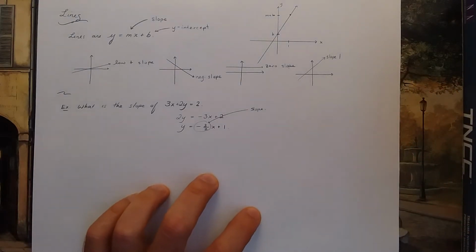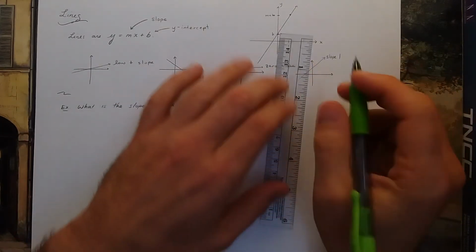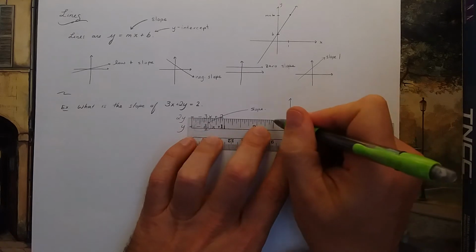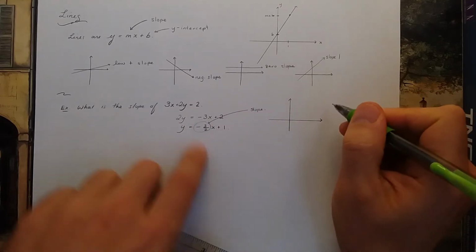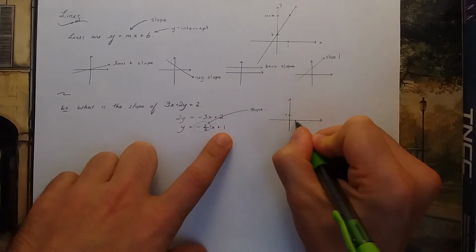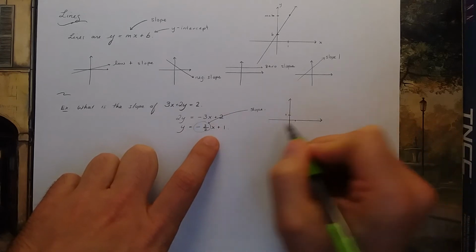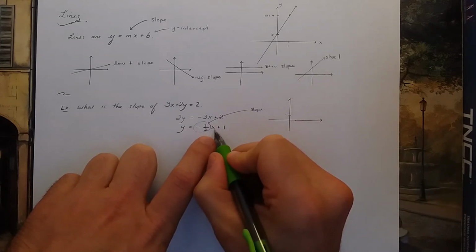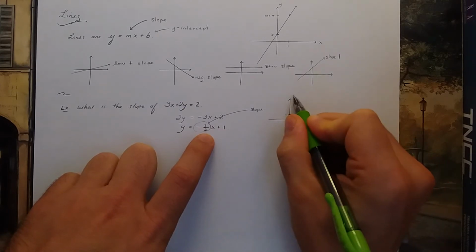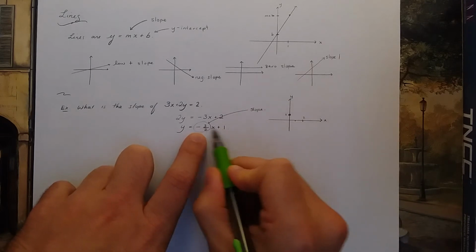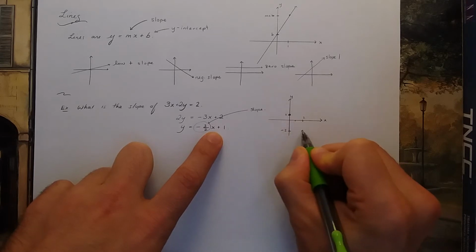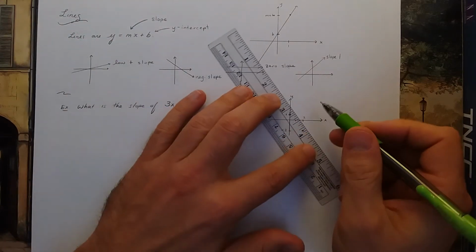You can also calculate slope from the graph of an equation using the rise over run idea. So if I graphed this equation, the y-intercept is 1. So here I'm at 1. And if I plug in another value for x, say if I plug in 2 for x, then I get negative 3 plus 1, which is negative 2. So I'm right here. My line goes this way.